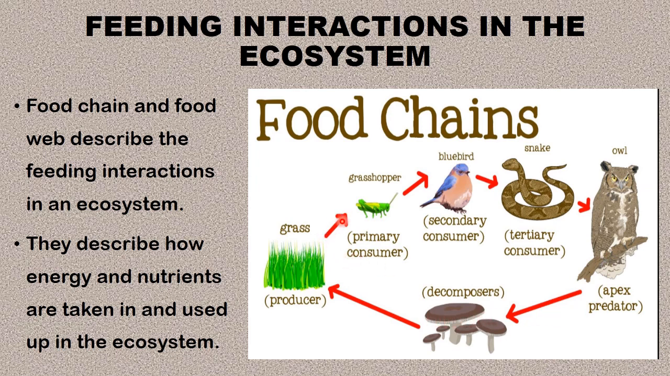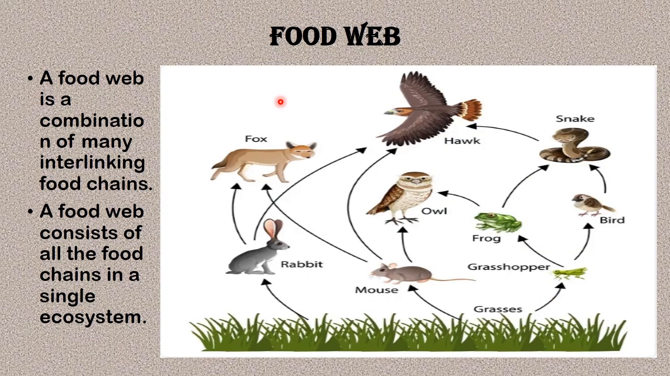Now, what does this arrow in a food chain signify? The arrow in the food chain signifies the energy flow from one organism to another. So it's telling us that energy flows from the grass to the grasshopper, and this arrow shows that energy flows from the grasshopper to the bluebird, and from the bluebird the energy flows to the snake, and so on and so forth.